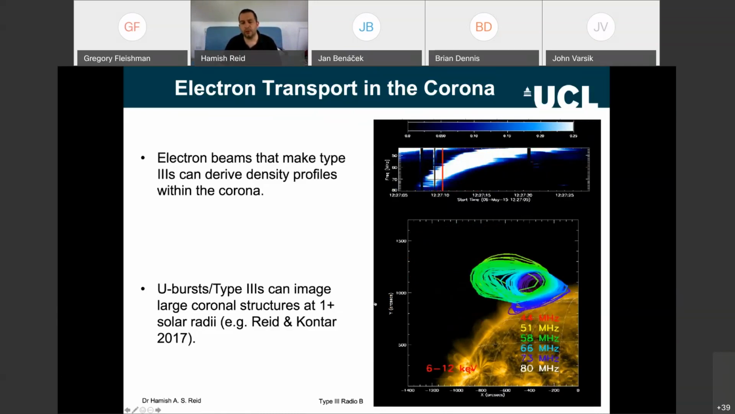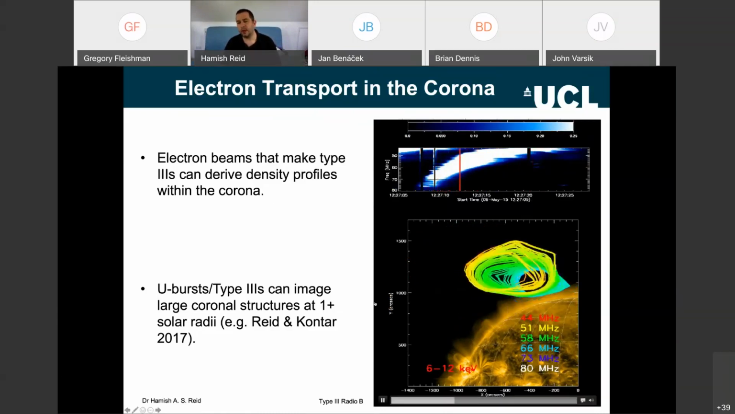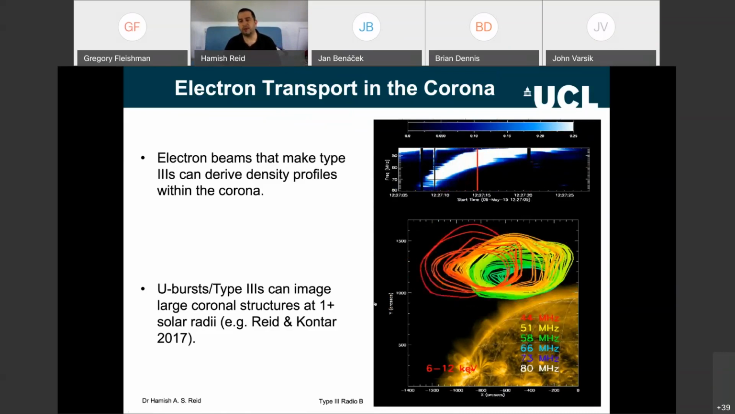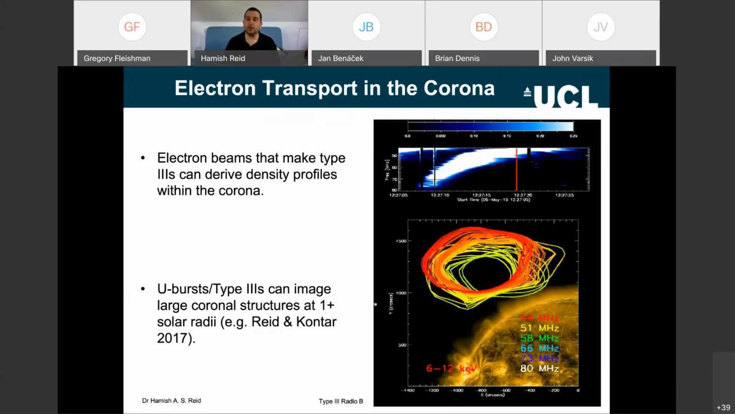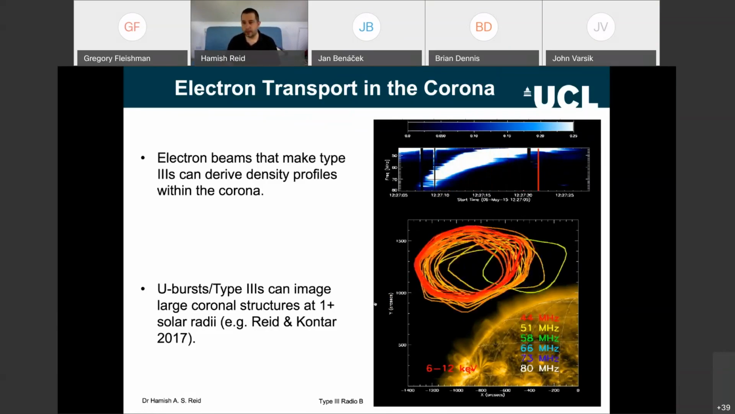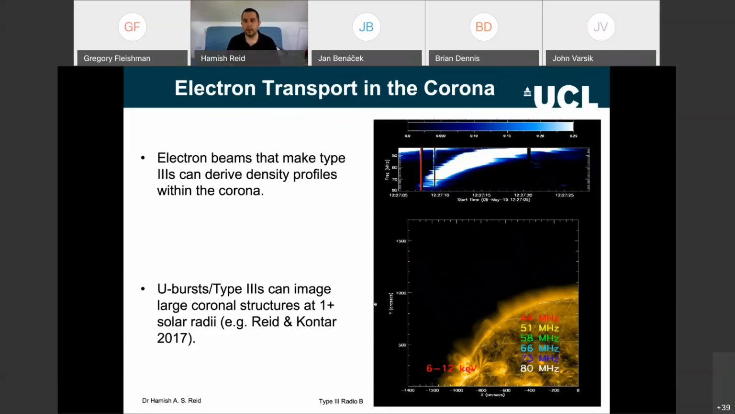This study was also concerned about how it can be quite difficult to generate these U bursts on very small loops due to instability times of the electron beams. But you can have a read if you're interested in that.